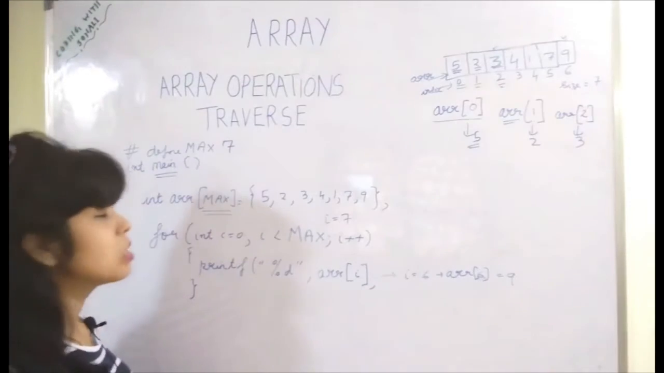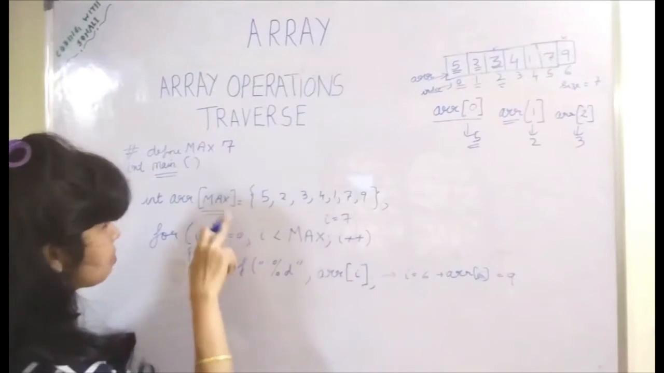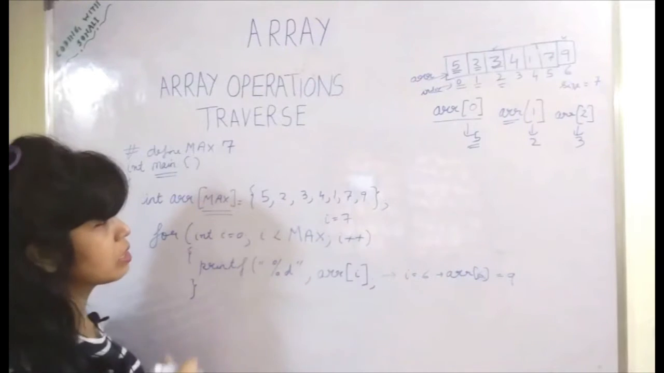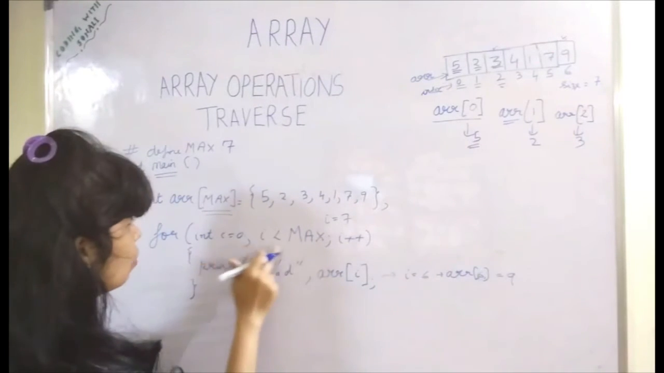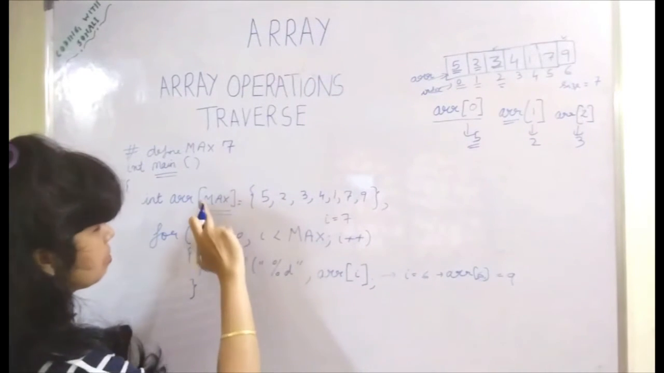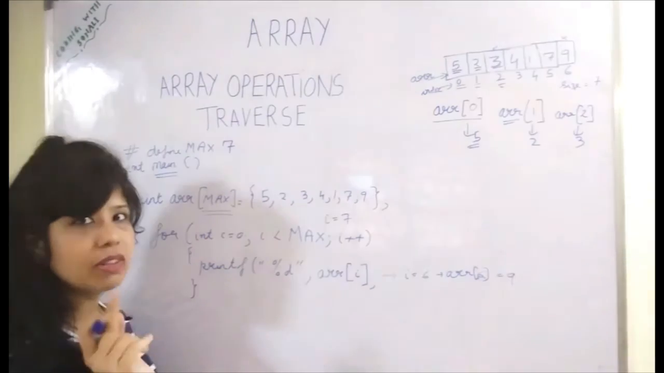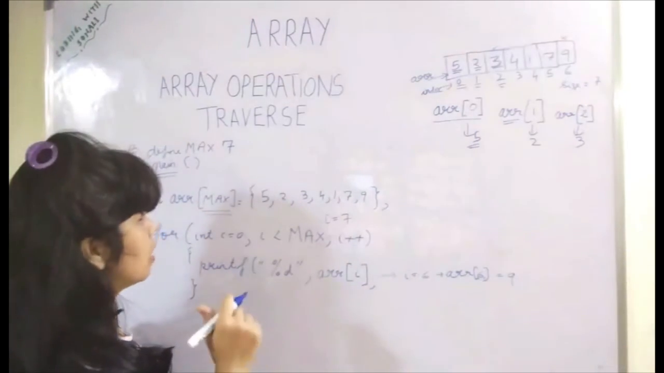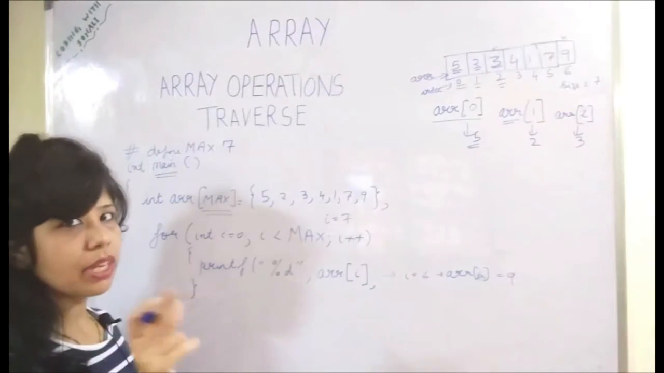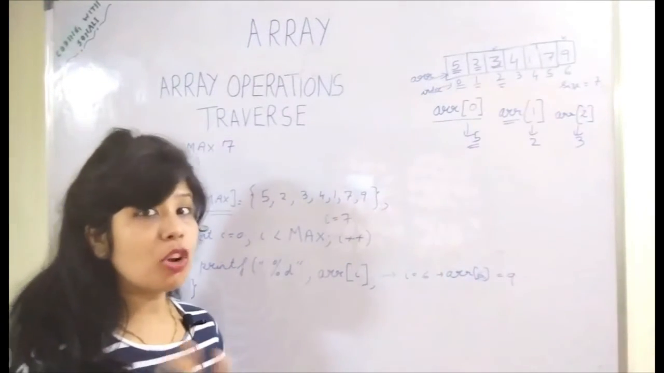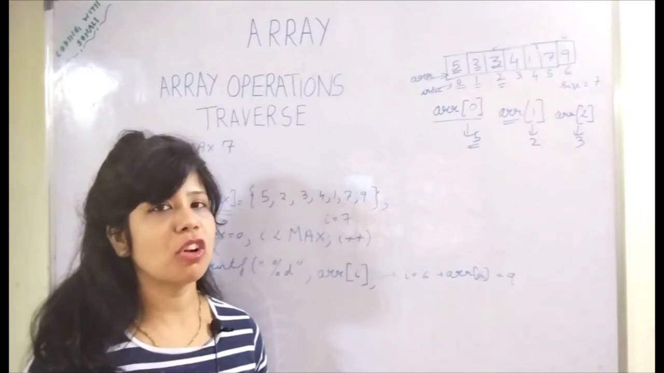Similarly, if you have to traverse a 2D array, you will give 2 subscripts for the array. Instead of using one for loop, since this was one subscript and we have therefore used only one for loop, for a 2D array we will use 2 for loops, that is i and j. We know there are 2 subscripts: the first subscript represents the number of rows, the second subscript represents the number of columns.